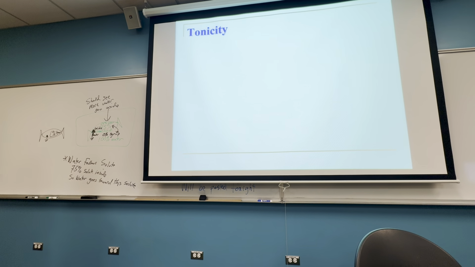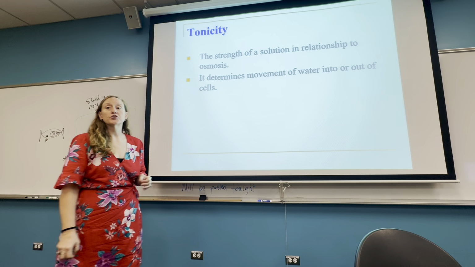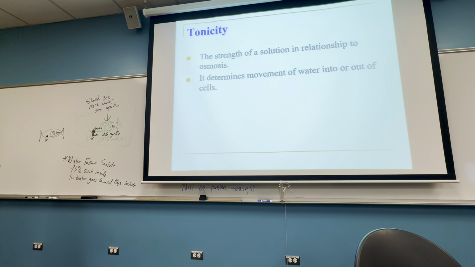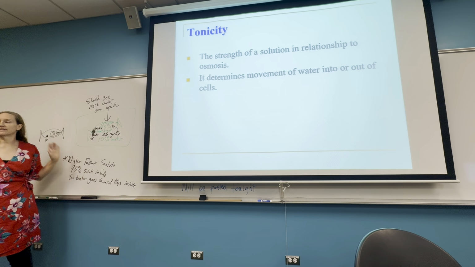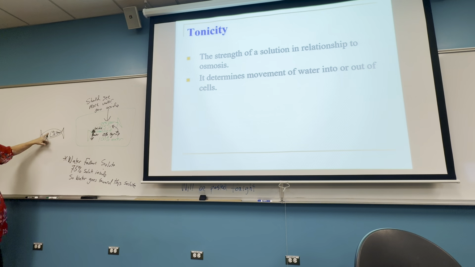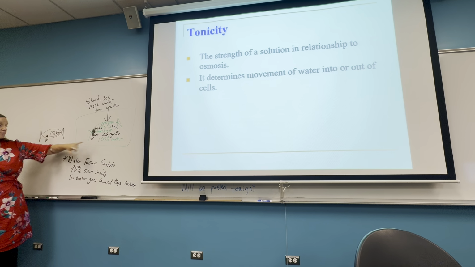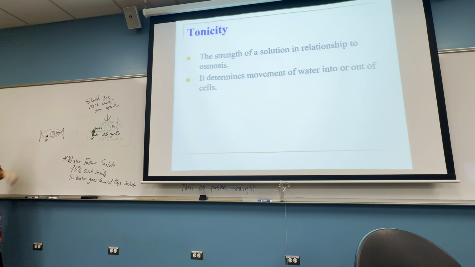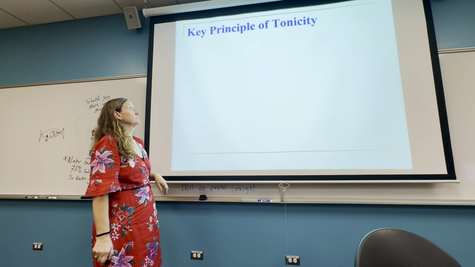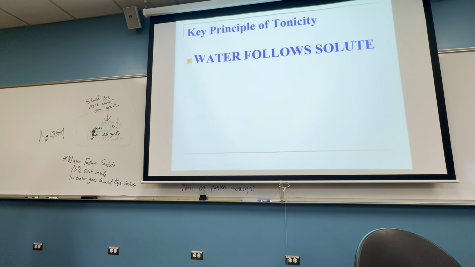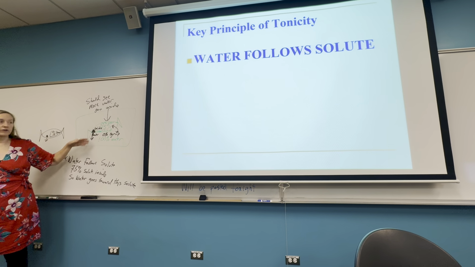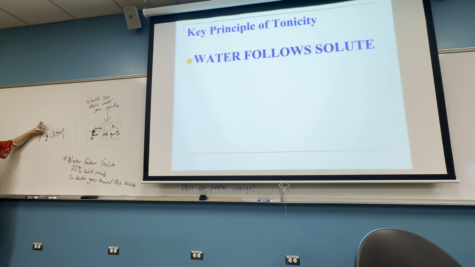All right, let's talk a little bit about tonicity. Tonicity is the strength of a solution in relationship to water, osmosis. This gives us a setup of tonicity, where we're looking at the strength of a sugar solution, syrup, in relationship to the water that's inside and outside. Key principle: water follows solute. So if you remember that the water is going to follow the solute, you're going to have a large amount of water going toward the 75% solute. You're still going to have water going toward the solute, but it's going to be a smaller concentration of water.